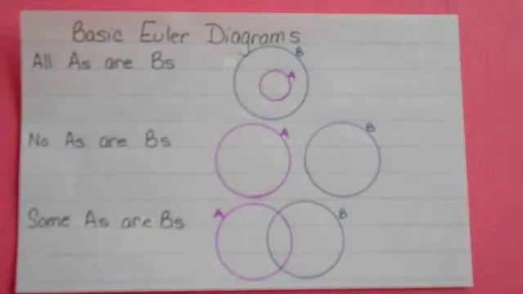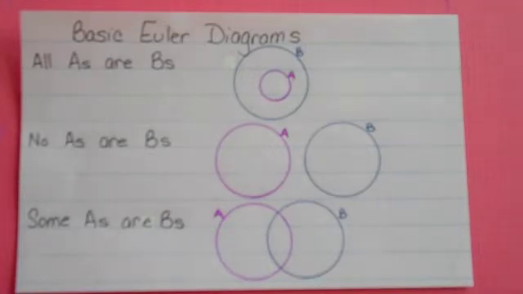Just like when we had truth tables, you need to understand the basics in order to understand how to work out an Euler diagram or a syllogistic argument. So what I'm going to go over here are just our basics.